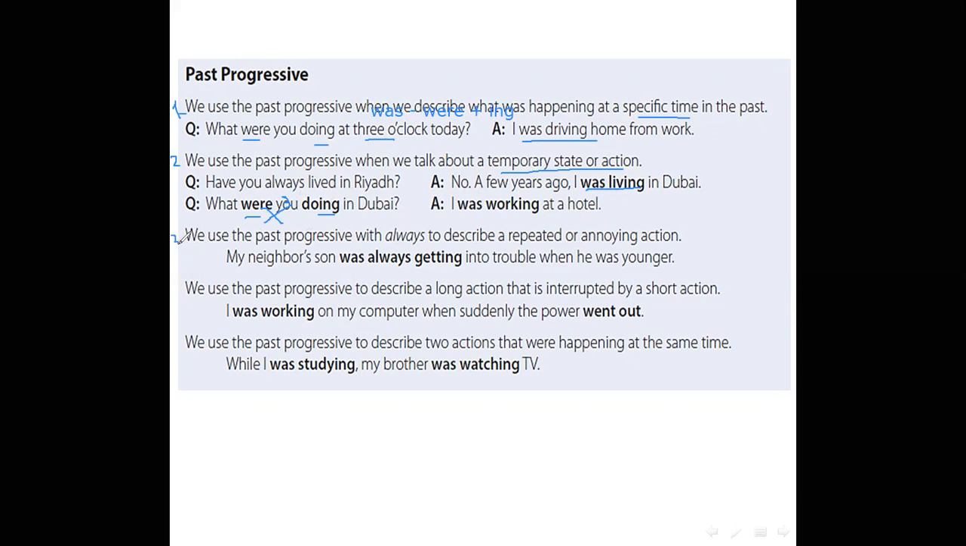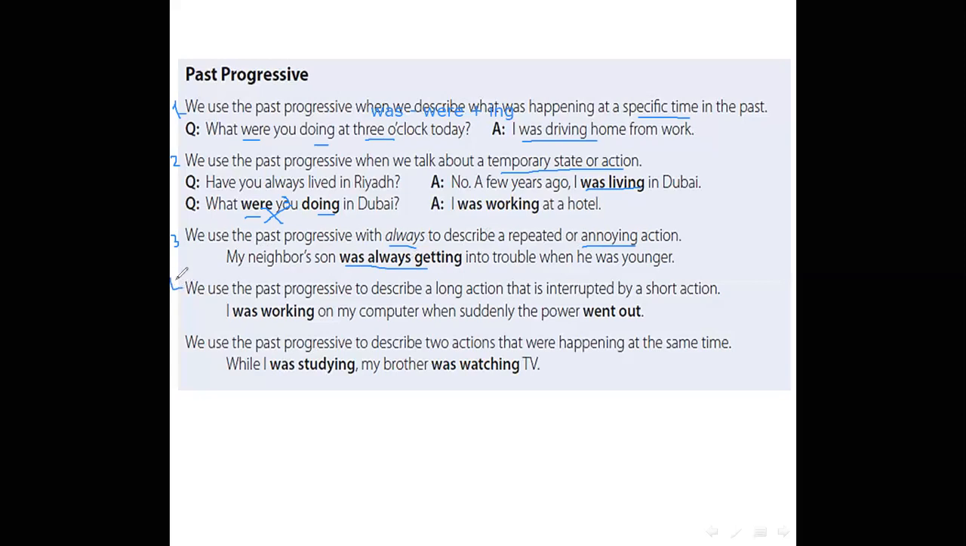Number 3, we use the past progressive with always to describe a repeated or annoying action. Okay, annoying action. For example, my neighbor's son was always getting into trouble when he was younger.